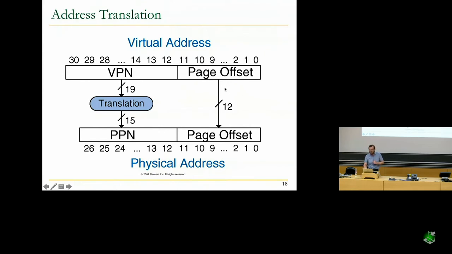And the page offset stays constant, but you translate the virtual page number to a physical frame number or physical page number. That's the translation process. Now, this gives the flexibility to the virtual memory management system to map any virtual page number to any physical frame number. You just do the mapping through this translation process, which is essentially the page table. So you need to maintain that page table as a system.